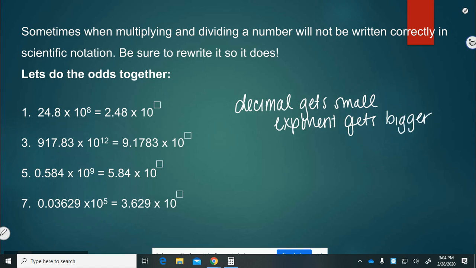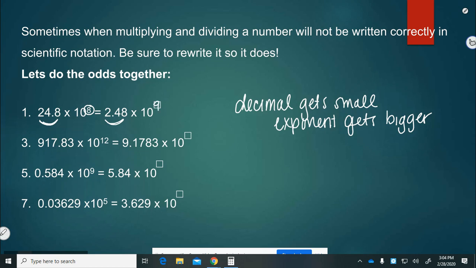So for example, this 24.8 is too big. We remember that when something is written in scientific notation, there's only allowed to have one digit in front of the decimal. So we have to change it to 2.48. So that means we decreased the place value by 1. Since we're decreasing the place value by 1, the exponent has to increase by 1. So we're going to change it to 10 to the 9th.